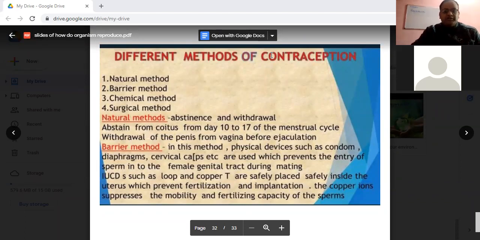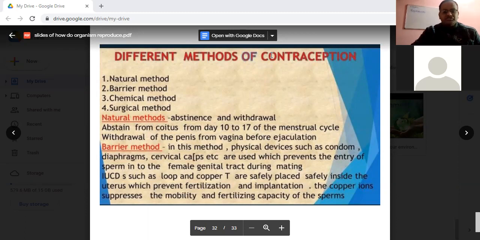Next, we are talking about the barrier method. The barrier method works on the principle of preventing the fertilization of the ovum by the sperm. One very good example of the barrier method is the use of condoms by male or female. Even the copper T, which is a T-shaped loop-like structure made of copper, is placed inside the uterus and prevents fertilization and implantation.